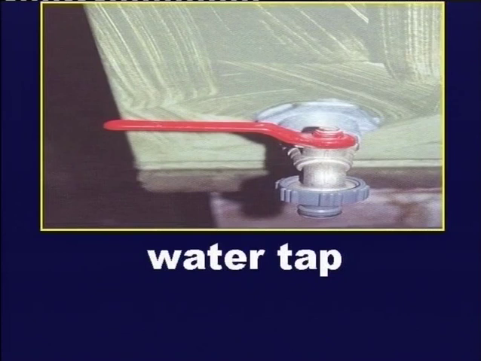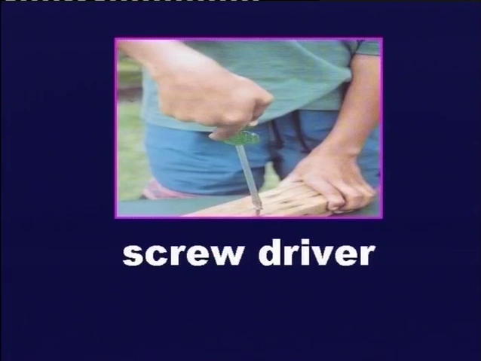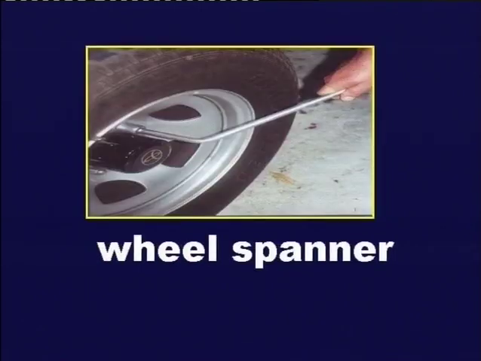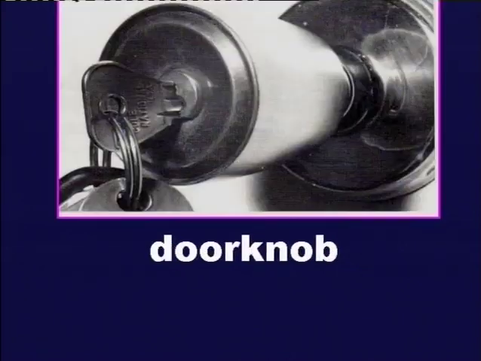Water tap. Screwdriver. Wheel spanner. Observe the picture of that wheel spanner carefully too. Doorknob.